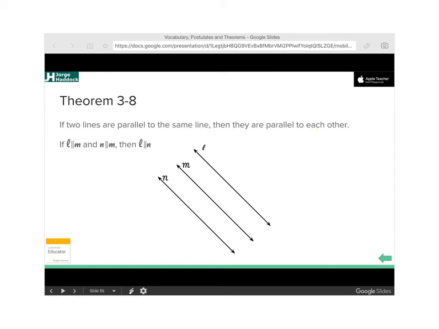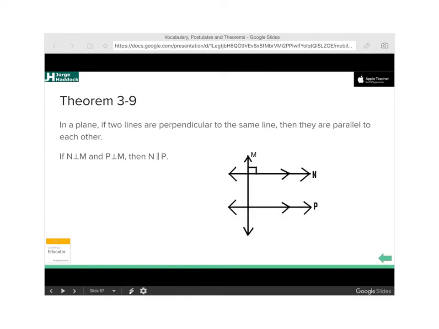So if line L is parallel to M and line M is parallel to N, then L is parallel to N. The same way, if in a plane, two lines are perpendicular to the same line, then they are parallel to each other. So you can see right here, line N is perpendicular to M, and P is perpendicular to M. So that means that line N and P are parallel to each other.